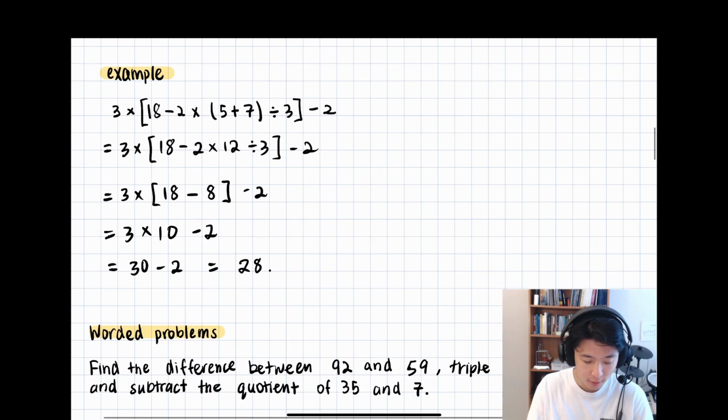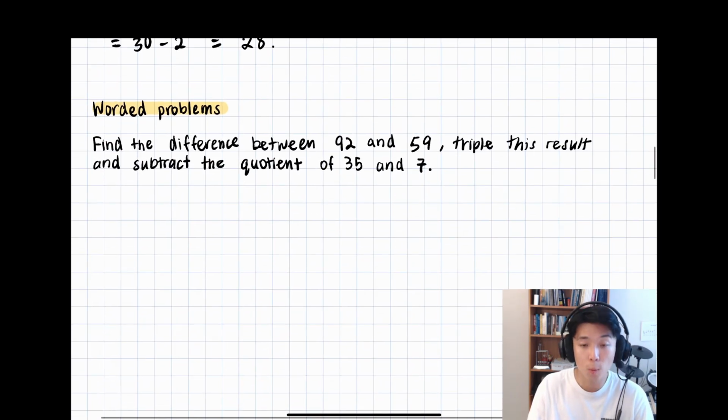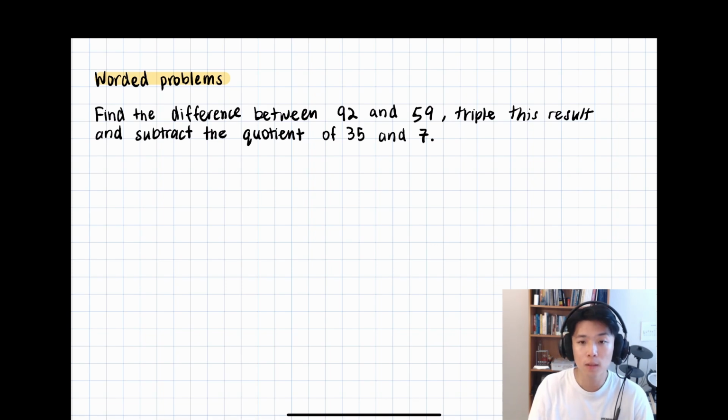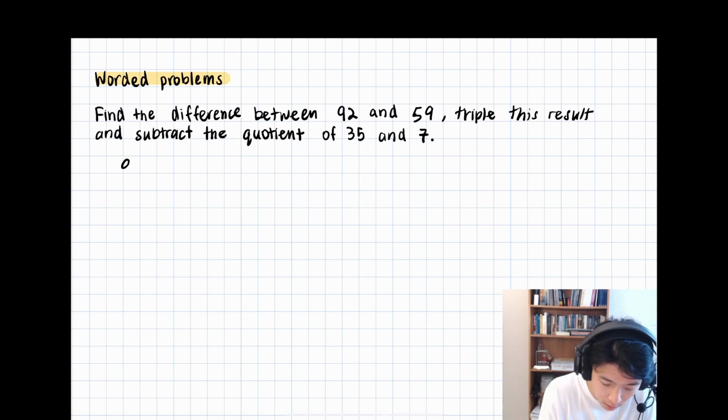Now, sometimes you might also come across worded problems. And this is where we need to figure out the key words and understand what they mean. So let's read this question together. It says, find the difference between 92 and 59. Triple this result and subtract the quotient of 35 and 7. Well, let's start with finding the difference. The difference simply means to subtract. And so we're going to subtract 59 from 92.